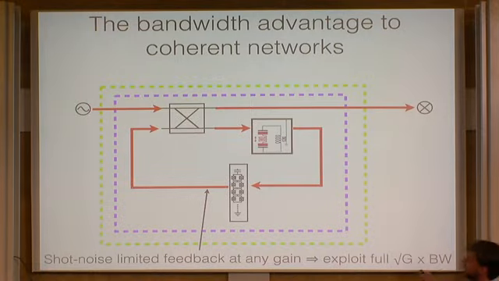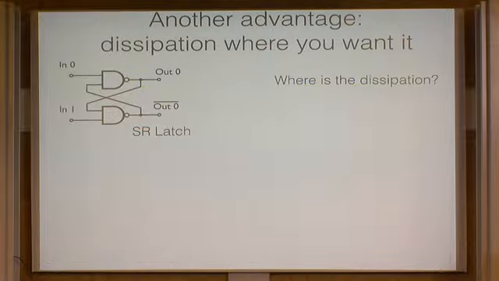But if instead you close the loop fully cryogenically, you never have to go to that noisy amplifier. In principle, you could have fully shot noise limited feedback in this entire loop. You could exploit the entire gain bandwidth product in this loop. You might not need 25 dB in your feedback gain. You could get away with 10 or maybe even 2. So there's more flexibility there.